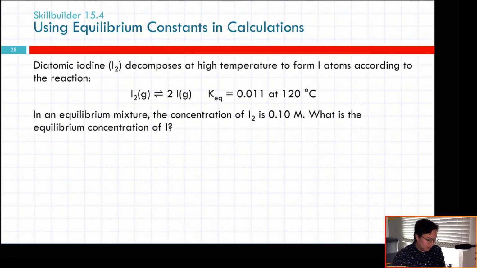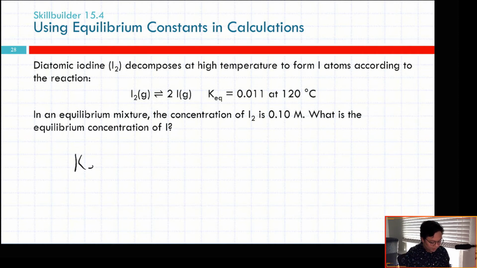So we have diatomic iodine, which decomposes at high temperatures to form iodine atoms according to this reaction. In an equilibrium mixture, the concentration of I2 is 0.1 molar. What is the equilibrium concentration of I? So the individual iodine atom versus the iodine diatom.